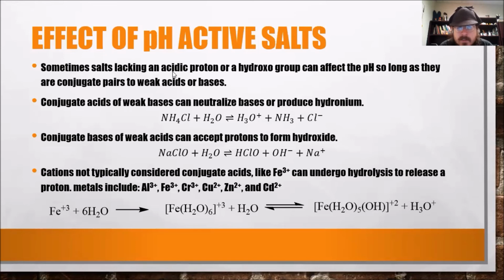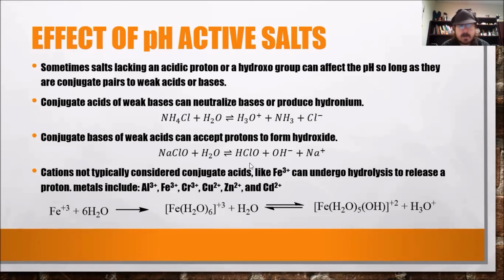So even though we don't necessarily have an acidic proton or a hydroxyl group, some salts will affect the pH because they're conjugate pairs. If I mix ammonium chloride, ammonium breaks down and acts as an acid to form ammonia. If I use sodium hypochlorite, besides being bleach and bleaching your clothes, it's going to accept a proton because this is a weak base. So even though this does not have an OH, when I put in bleach, it's going to produce some hydroxide.